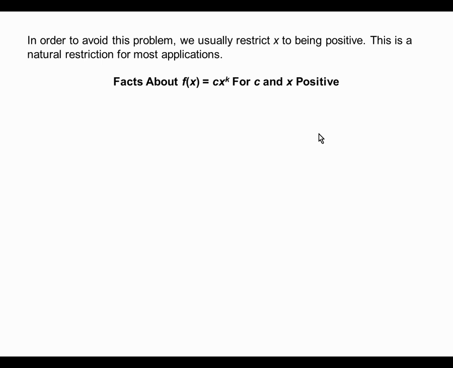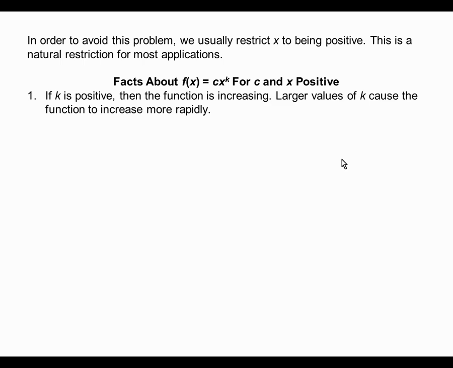So, facts about f of x equals c times x to the k for c and x positive, which again are our usual applications. Number one, if k is positive, then the function is increasing. Larger values of k cause the function to increase more rapidly. Again, this is with c and x being positive.